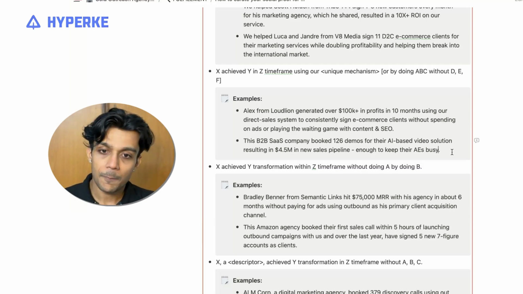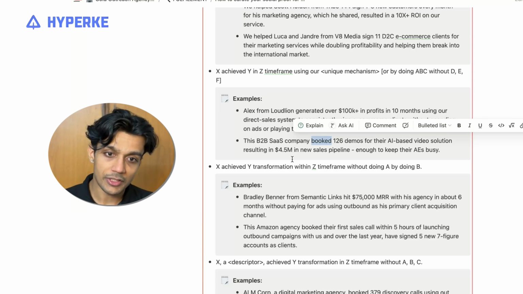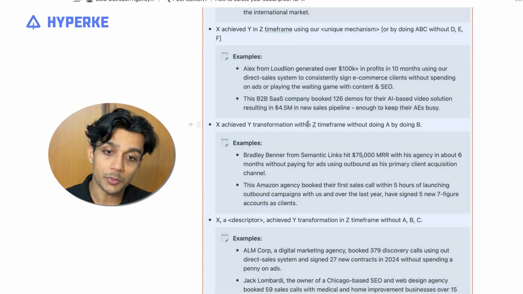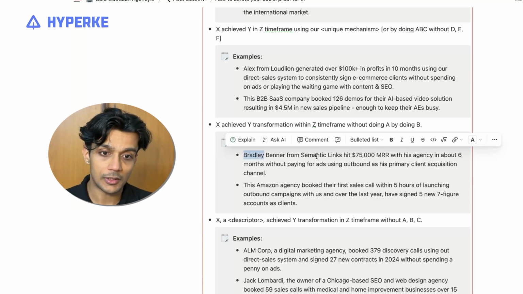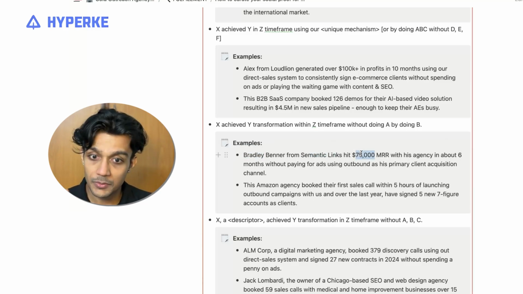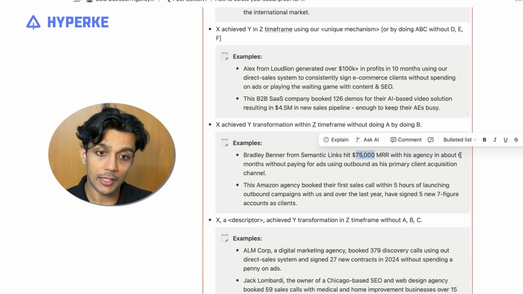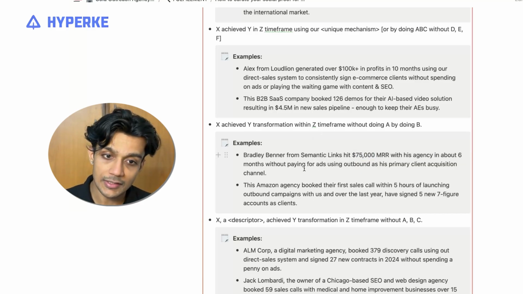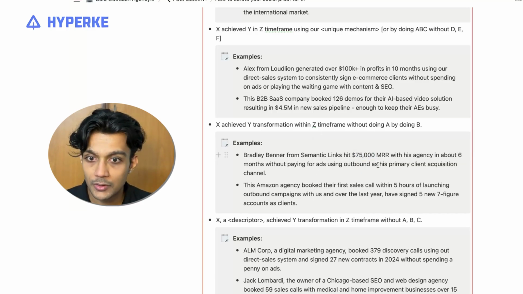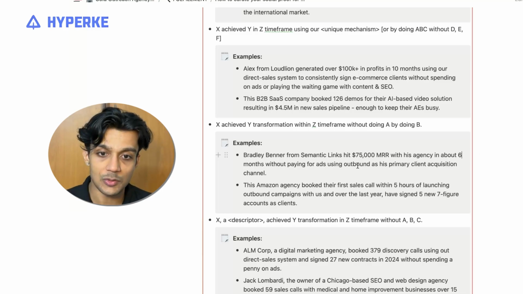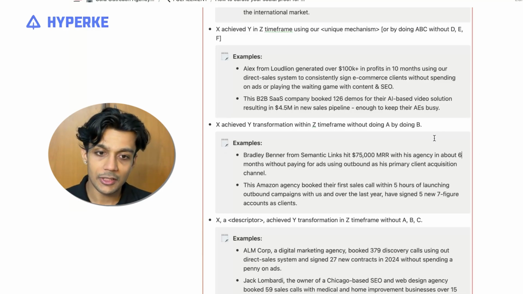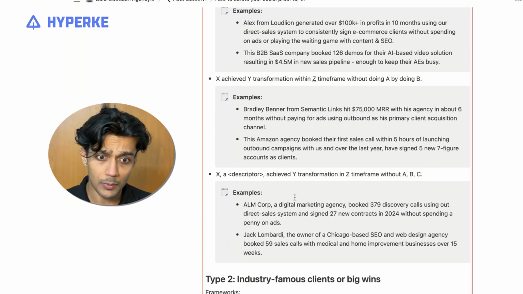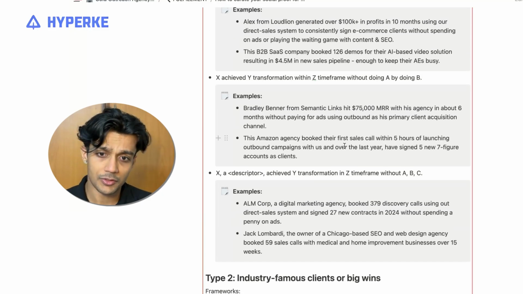Then the third example: X achieved Y transformation within Z time frame without doing A by doing B. Example, hero Bradley Benner, Semantic Links, $75,000 MRR with his agency in a time frame of 6 months, without paying for ads, using outbound as his acquisition channel. So following this framework, just replacing X, Y, Z, A, and B, and boom, you have a case study. Another one, Amazon agency, first sales call within 5 hours, signed 5 new 7-figure clients.